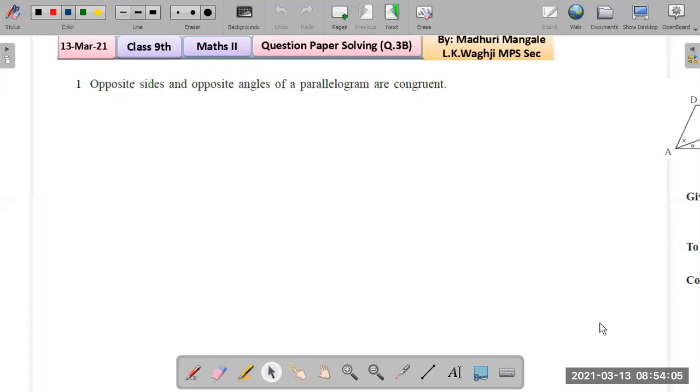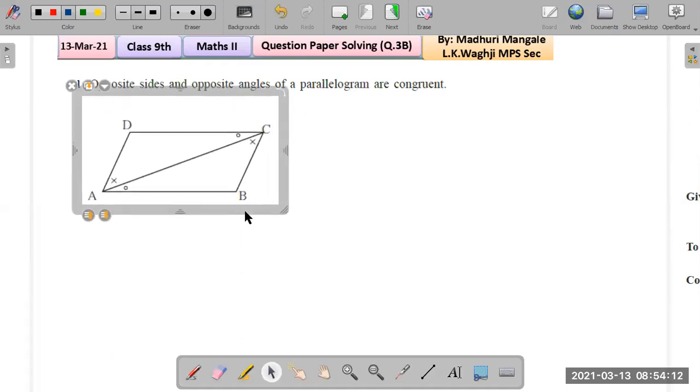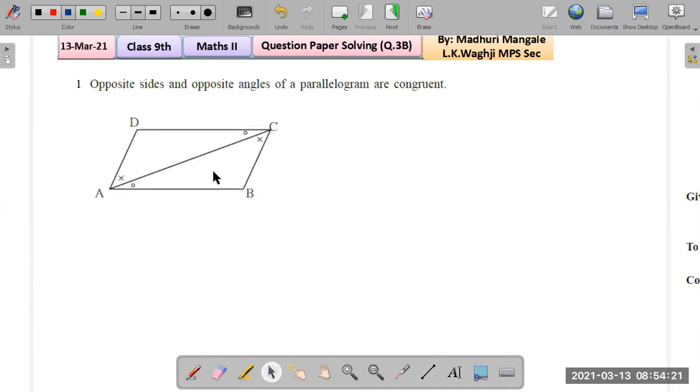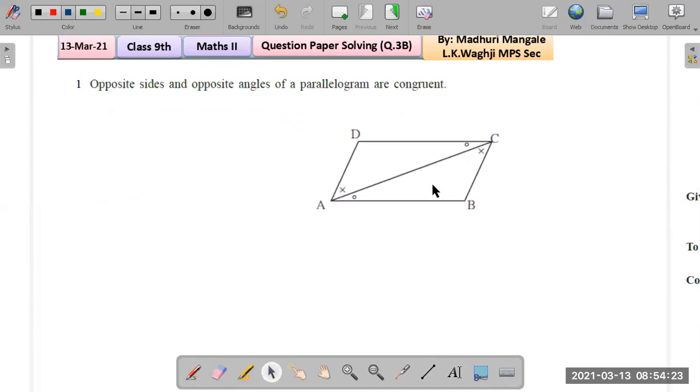We should always start with drawing a diagram, right? So here I have taken the diagram directly. Just check. So draw a diagram like this. This is a parallelogram ABCD, and we have to prove that opposite sides and opposite angles of this parallelogram are congruent. But when we say that it's a parallelogram, what do you know about a parallelogram? A very basic thing about a parallelogram is that opposite sides are always parallel.